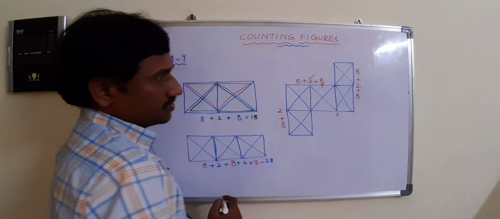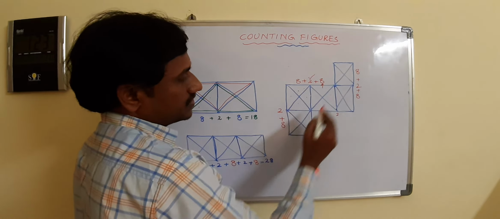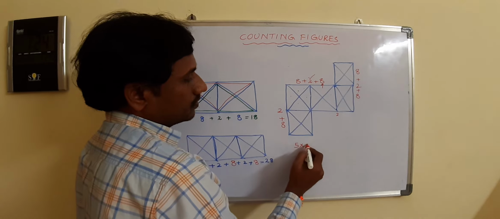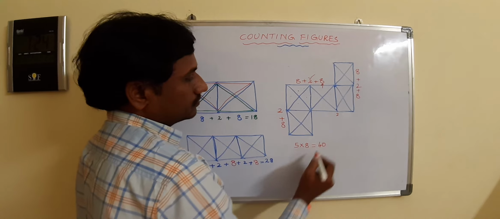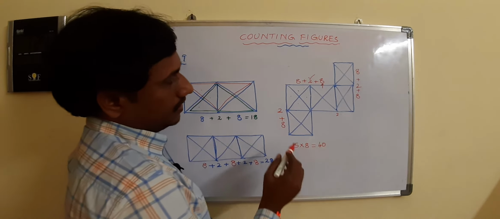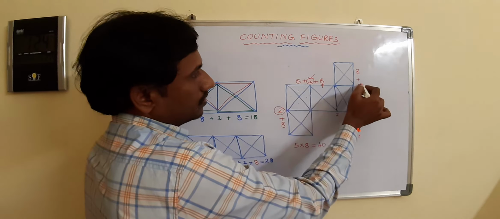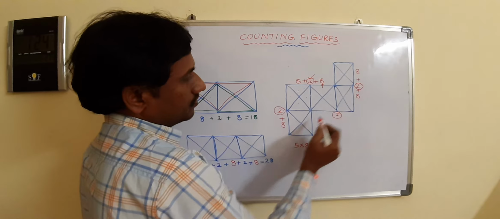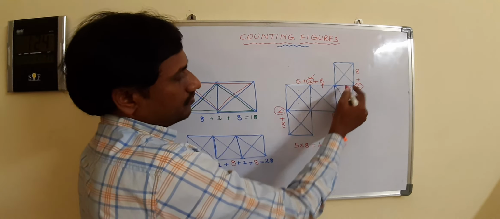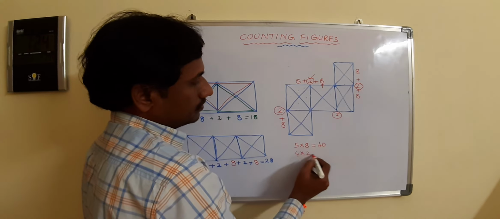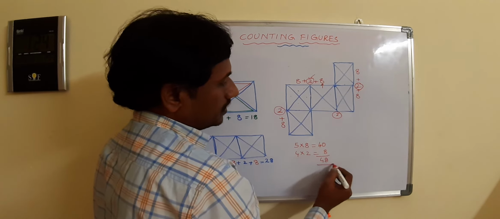Then just observe, in total how many 8s are we having? 1 2 3 4 5. 5 squares means 5 into 8, because each square has the same structure. 5 into 8 is 40. Next, because of the joinings, how many 2s are we having? 1 2 3 and 4. Just observe the joining, 1 2 3 4. 4 into 2 is 8, then 48. That's it. Is there any extra?